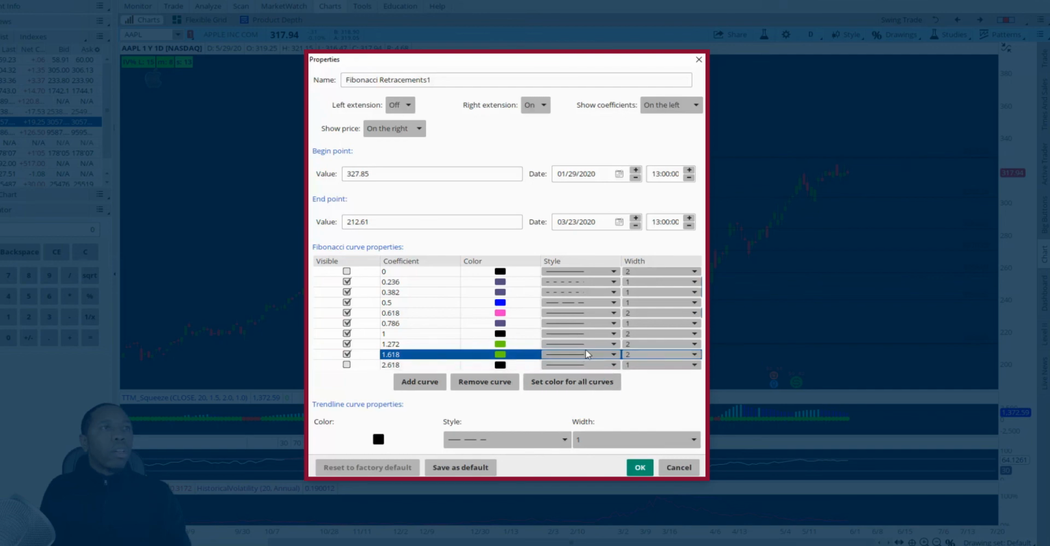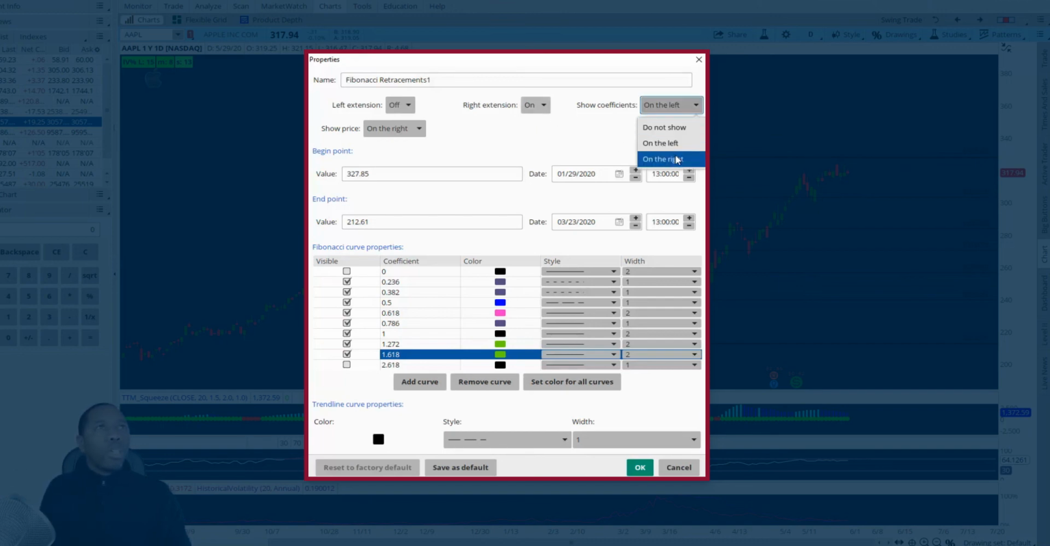All right. And this is the retracement Fibonacci tool configuration here. Now, what I also like to do is make sure that the left extension is off, because you don't want anything to be extended there. But you do want to make sure that the right extension is on, because it's going to give us levels in the future that we can actually use.